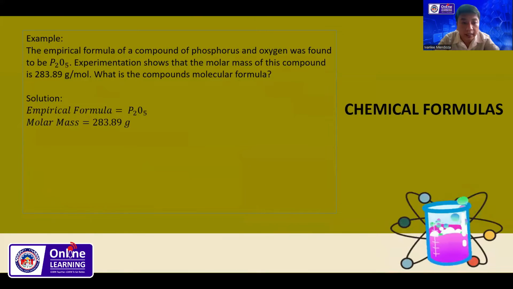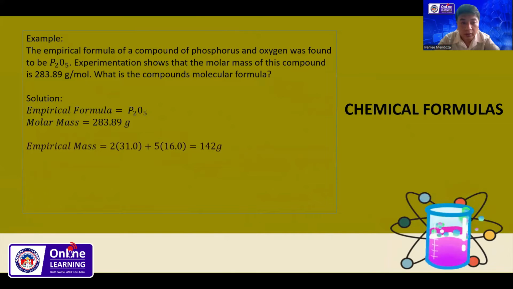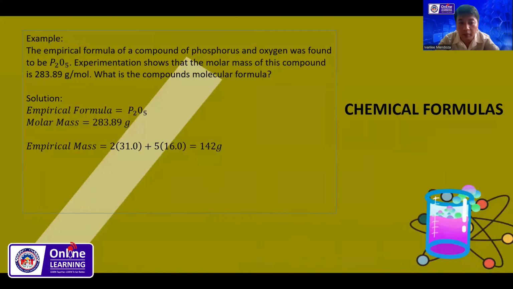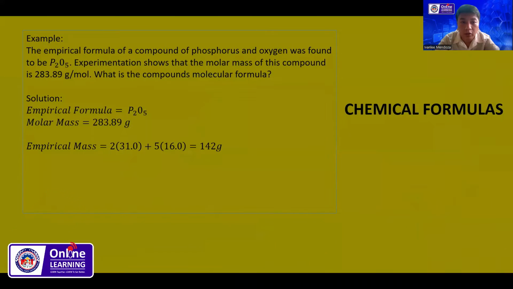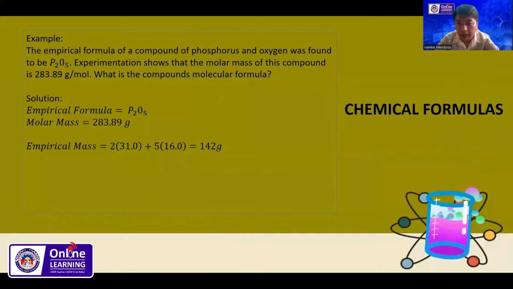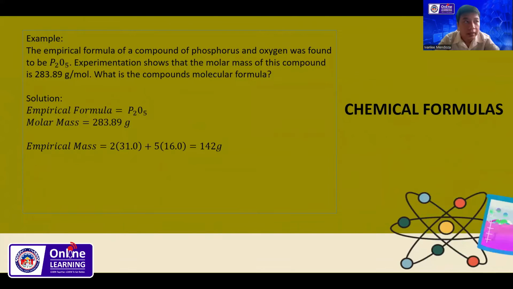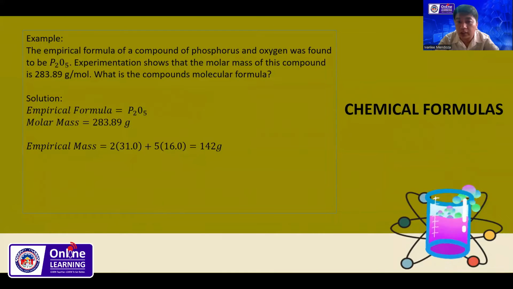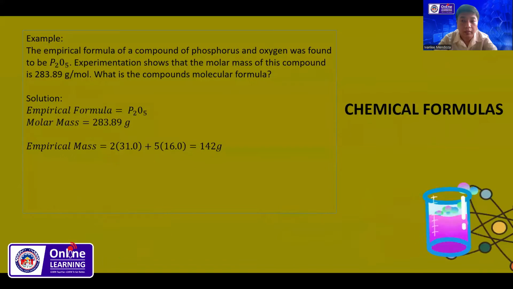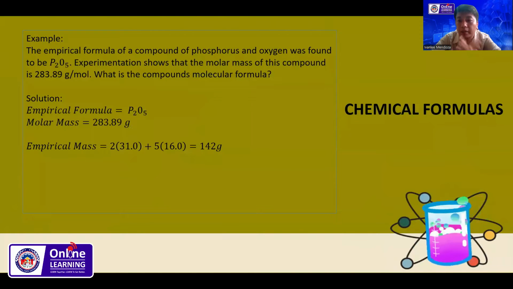Now, what is the next step? The next step, we need to determine the empirical formula mass. To solve the empirical formula mass, you need to find first the atomic mass of phosphorus and oxygen. And then after finding the atomic mass of phosphorus and oxygen, you can now solve the empirical mass. The atomic mass can be found in the periodic table, for us to easily solve this empirical mass.